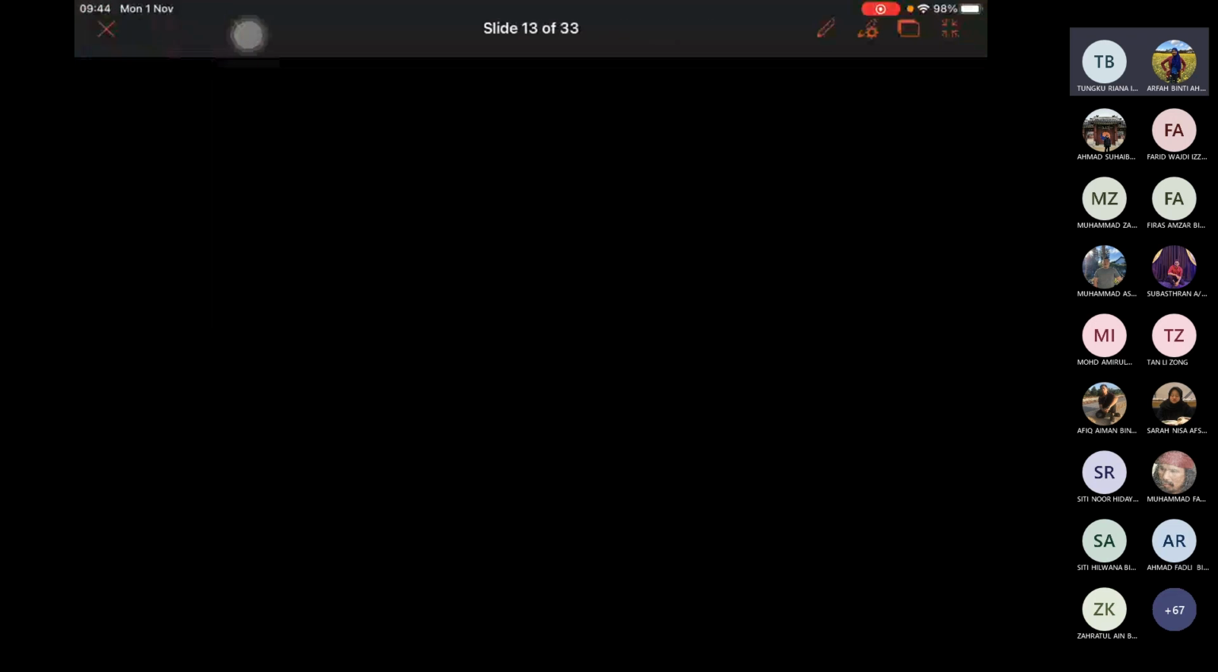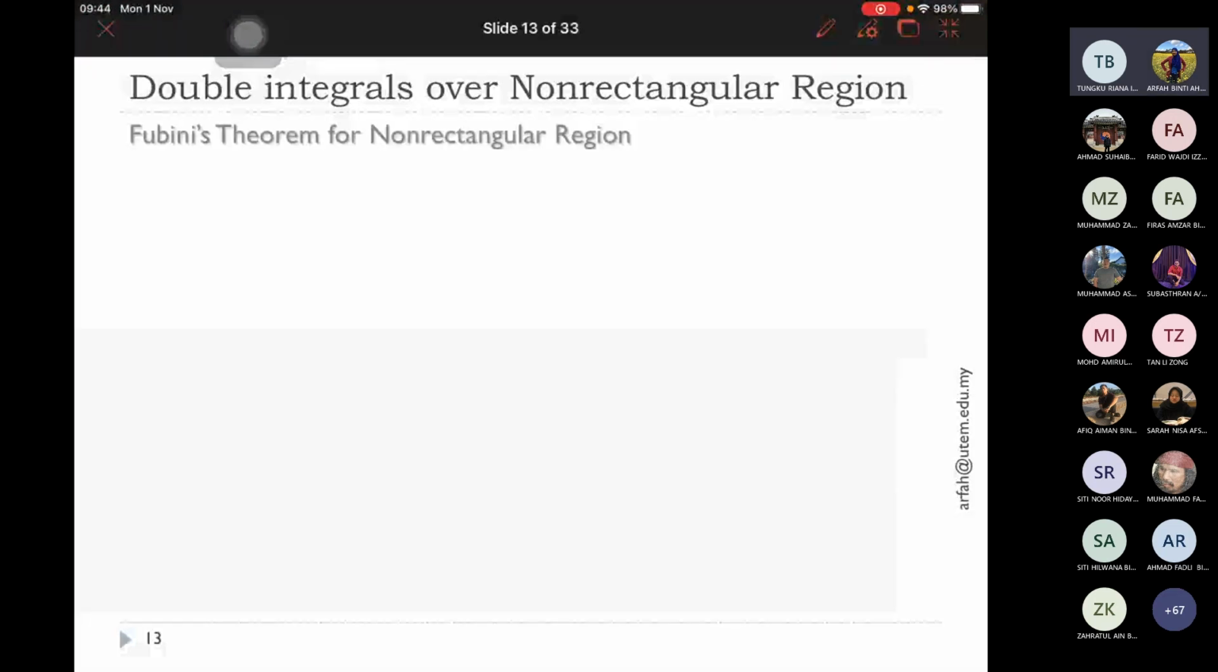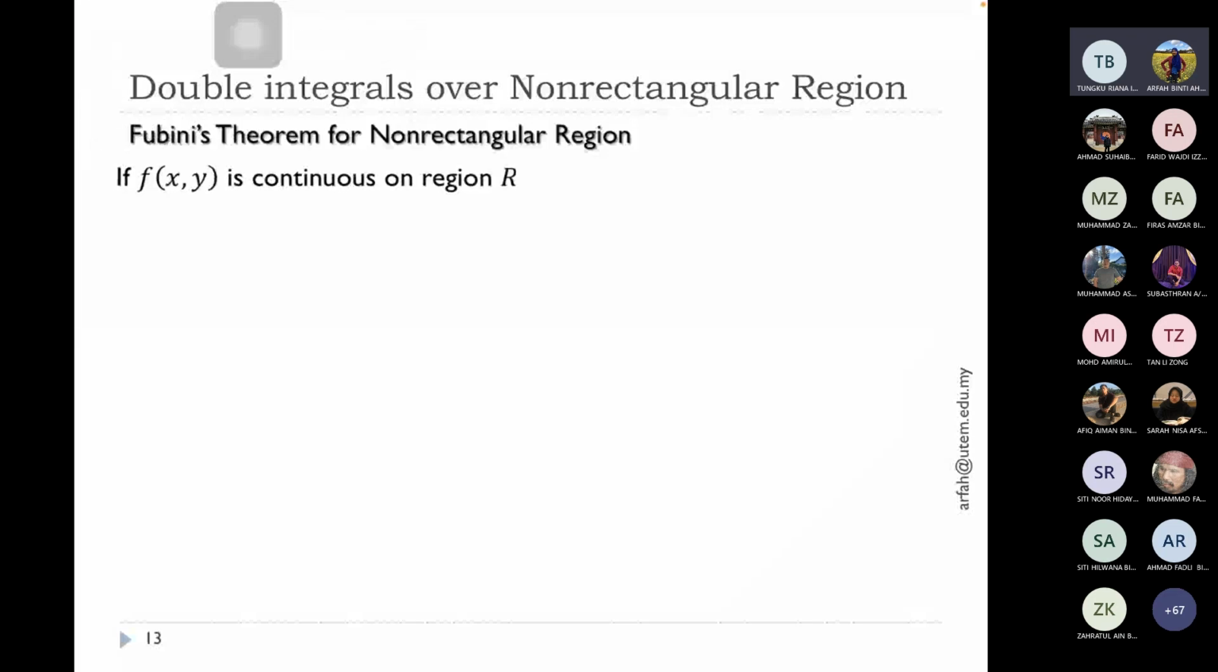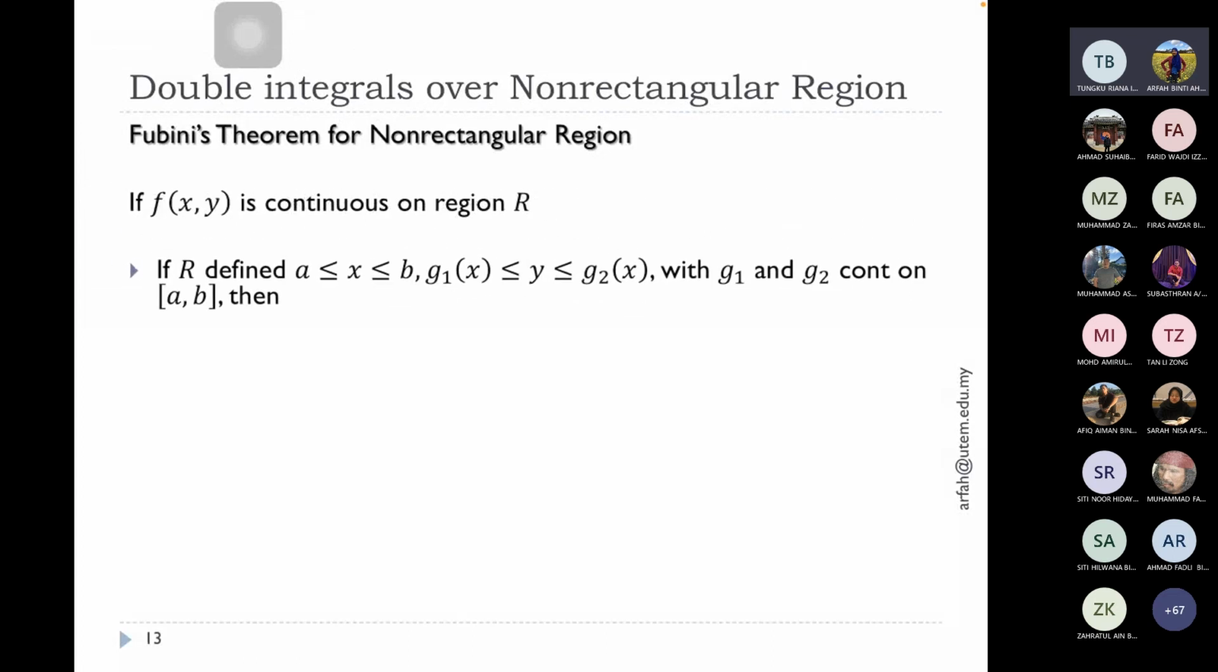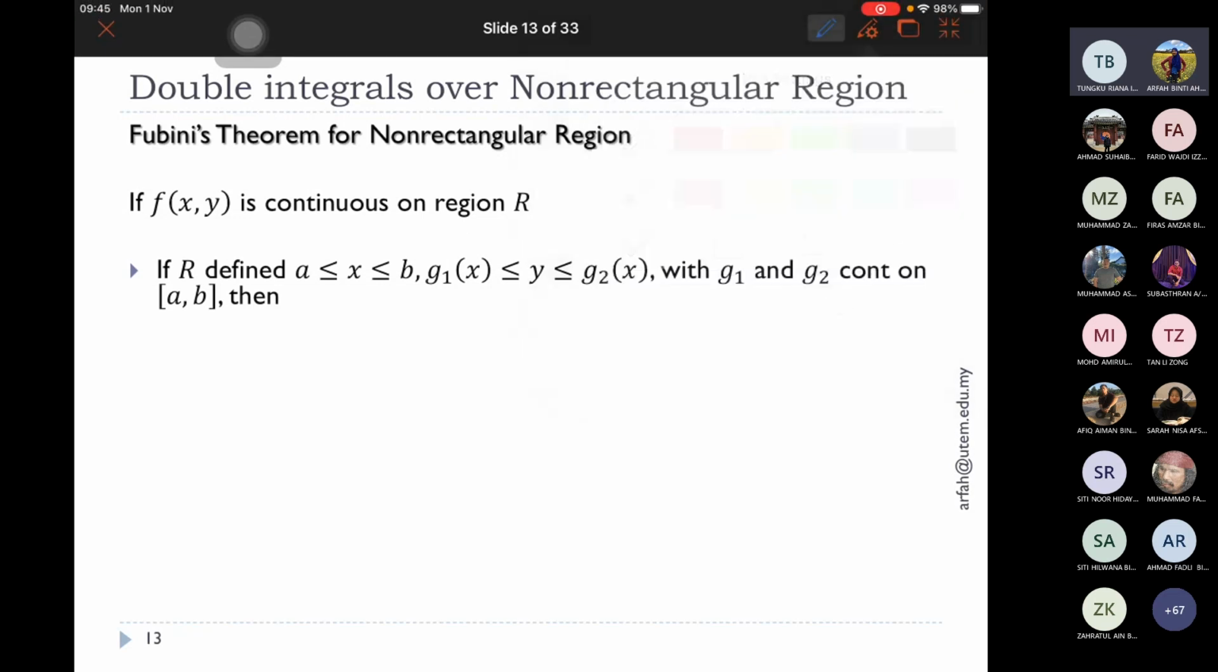So the next one kita ada Fubini's theorem, okay, for non-rectangular region. So if fxy is continuous on region R, then R is defined for x taking the value between a to b, and y is defined as a function of x. So if you take a look at this one, y is taking the value between g1x, g2x, meaning that yang ini adalah function of x, another function of x. Okay, this is also another function of x.